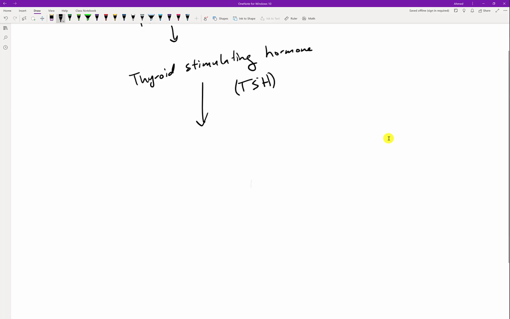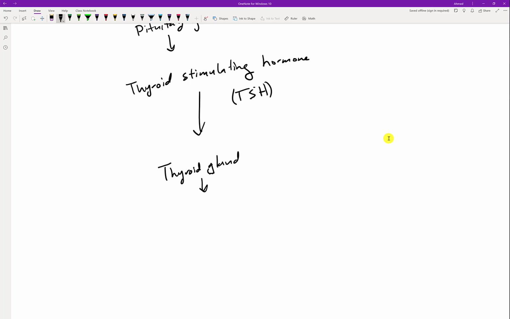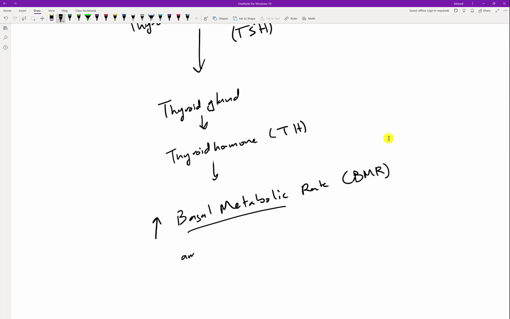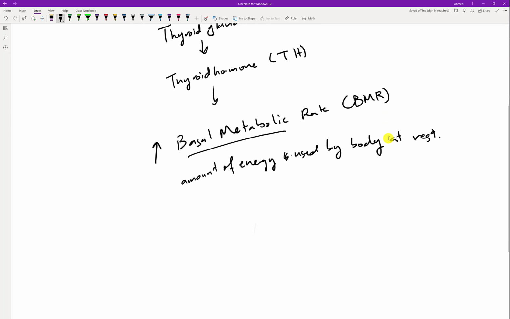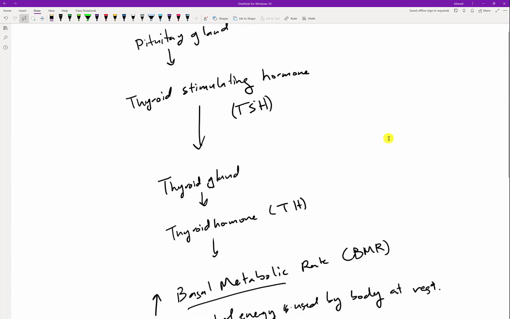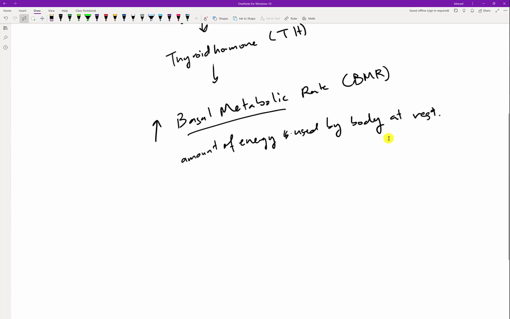Once this hormone is secreted, it will go to the thyroid gland and cause it to secrete the thyroid hormone, or the TH. What does this TH do? It will increase the basal metabolic rate, or the BMR. The basal metabolic rate is the amount of energy used by the body at rest. So if you are watching TV, your body is still consuming energy. That will be the basal metabolic rate. So this is the science of the experiment, or the pathway we are testing.